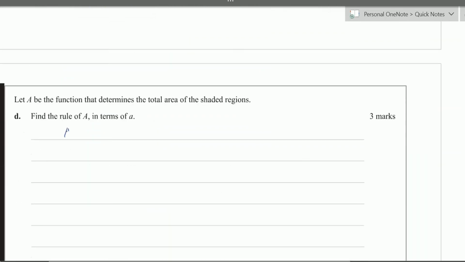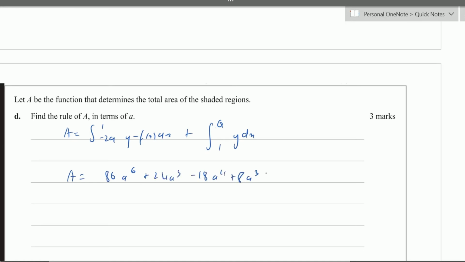So your area is the integral from 1 to -2a of y minus f(x) dx, plus that little triangle. You can integrate it or do it as a triangle. If you integrate it and put it into your CAS, you get something. I got this giant equation. The answer simplified it a lot, but if you got this, this is also the right answer.